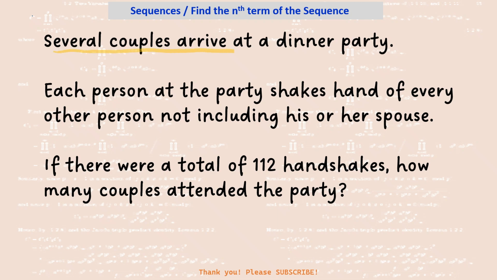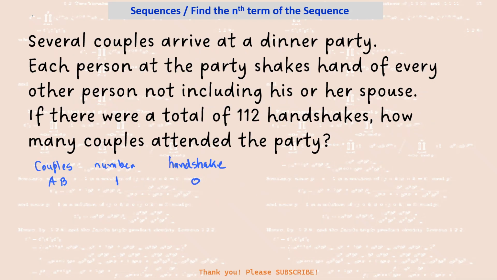Several couples arrive at a dinner party. Each person at the party shakes hands with every other person, not including his or her spouse. If there were a total of 112 handshakes, how many couples attended the party?